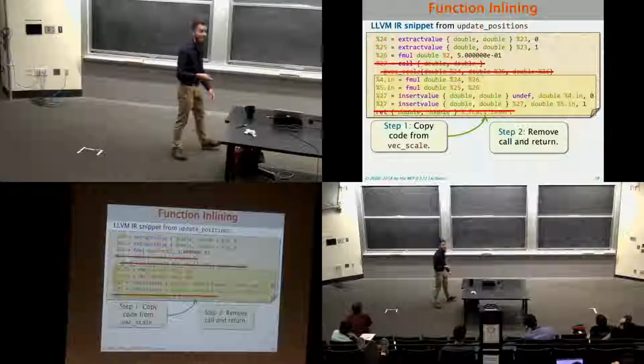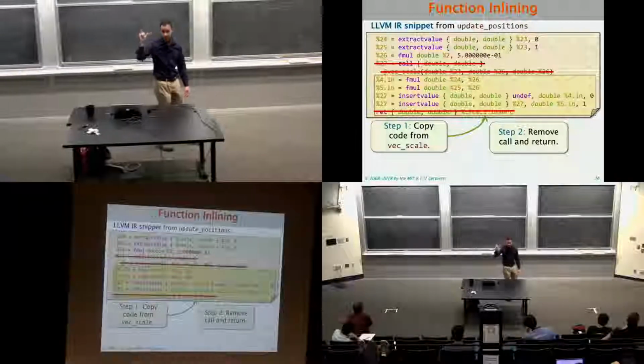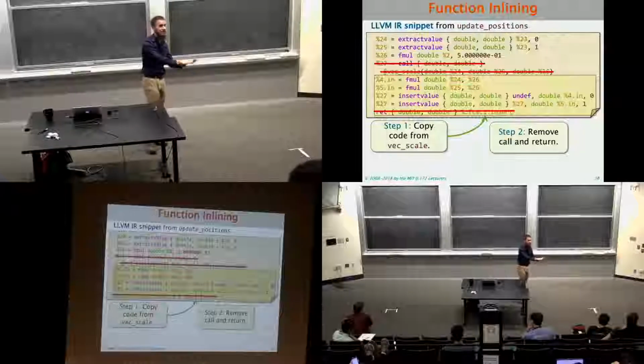That is called function inlining. We identify some function call, or the compiler identifies some function call, and it takes the body of the function and just pastes it right in place of that call.